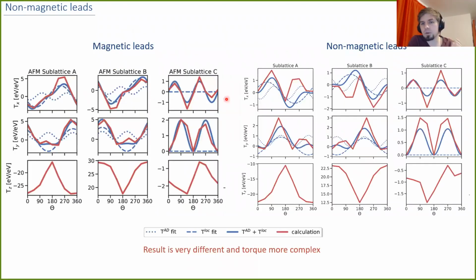So I just don't want to go through this in detail, but this is a comparison between the magnetic and non-magnetic leads. You see for the non-magnetic leads, the angular dependence is very different. And the fitting by the anti-damping and self-induced torques is worse. It's much worse, but all the physics is still there. It's just clearly it becomes more complicated.